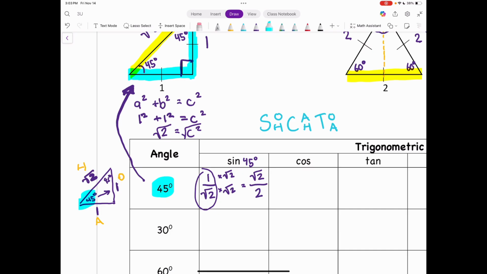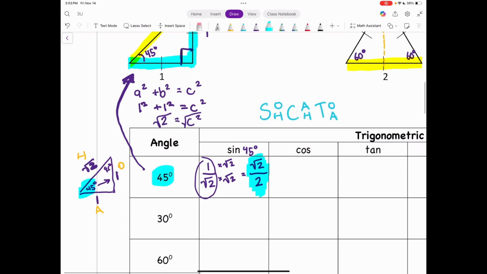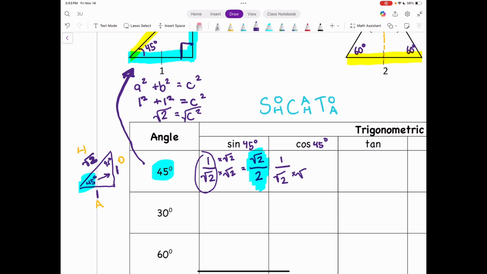So this is our exact ratio of sine at 45. Let's do the same thing for cosine at 45. We're still looking at this angle, but cosine is adjacent over hypotenuse. So adjacent in this case would be 1 over my hypotenuse, which again is the square root of 2. Because I don't like having the square root in my denominator, I would multiply the numerator and denominator by the square root of 2. So my exact answer for cosine 45 would be the square root of 2 over 2.